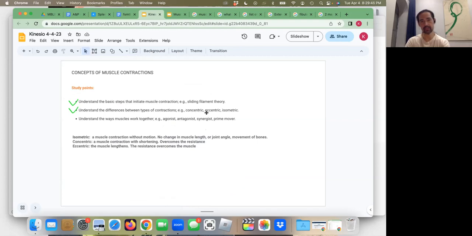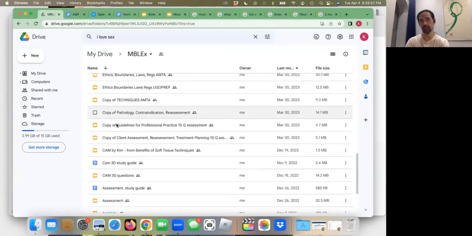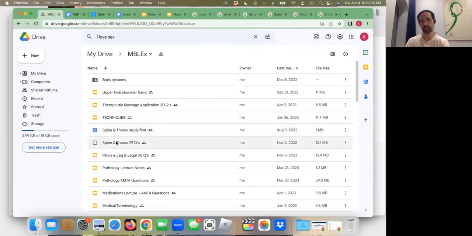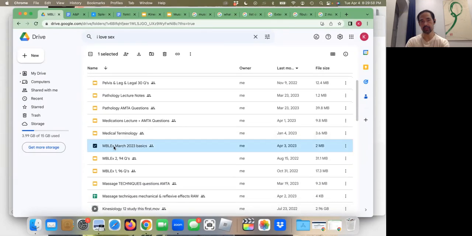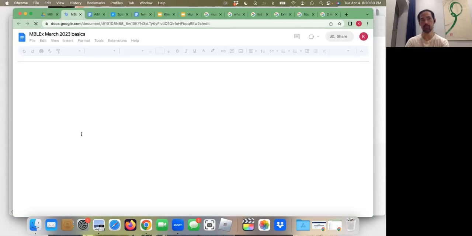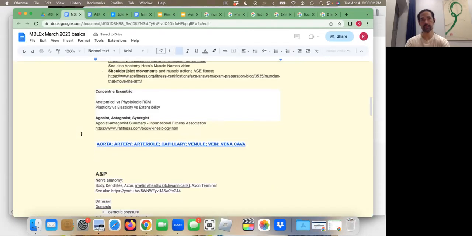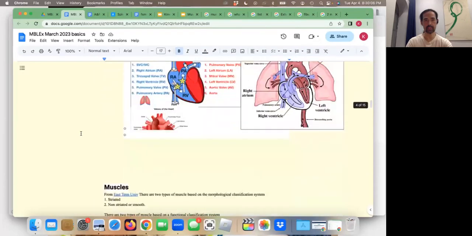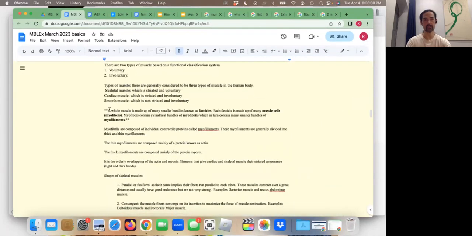The next is the type of contractions: concentric, eccentric, and isometric. Before we do that, let's go to our review document, that's MBLEx March 2023 basics, and let's go down to the muscle section. And I just want you guys to review this here.